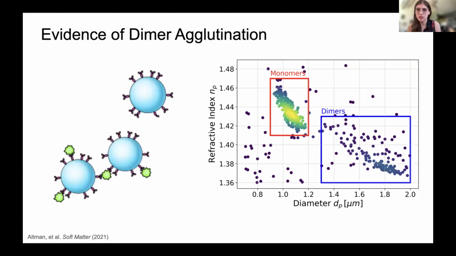But then you can see that there's sort of a secondary feature in this plot. And what we believe was happening in this case was that the probe beads were using target molecules as a bridge so that they could bind to each other and form dimers. And so through this discovery, we decided to investigate what dimers would look like in the effective sphere approximation.